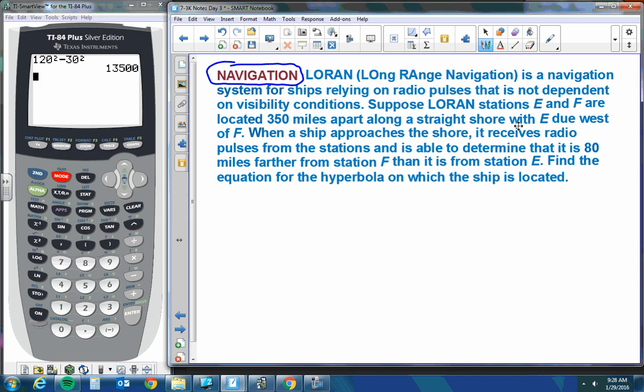If you read through it, you know that E is due west of F. So draw it like this. E is over here, F is over here. And I'll just tell you those are going to be the foci of a horizontal hyperbola. So I'm sketching a hyperbola.